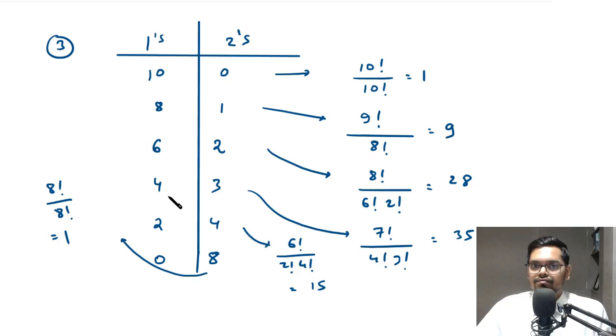How to get all the ordered pairs? 4 plus 3 is 7. So 7 such digits can be arranged among themselves in 7 factorial, divided by the repetitions, 4 factorial, 3 factorial, so 35.